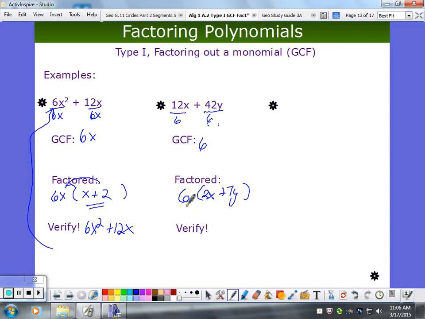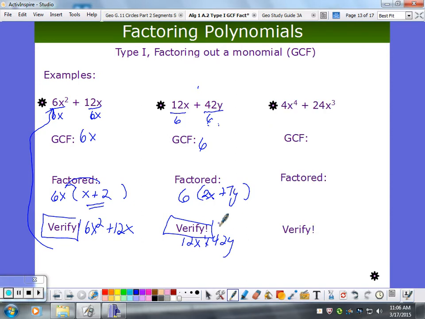Verify, multiply back. 6 times 2x is 12x plus 42y. Does that match? Yes. This is that verify step I don't want you to skip. I don't skip it to this day, I do it. I've been doing this for a very long time now. I can do that kind of in my head, but I do it every time. I always verify I did it right.